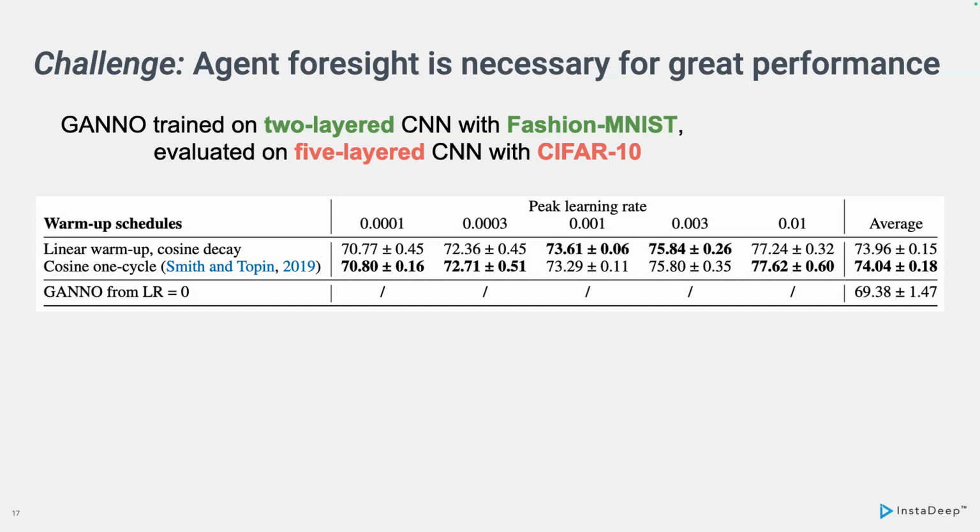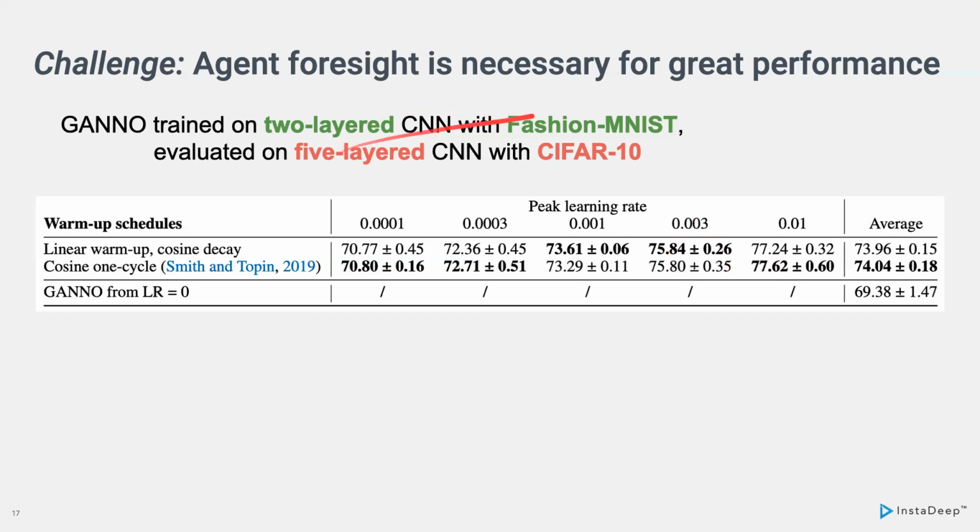And the idea of a warm-up schedule is that you start at 0, you start at some low value, you ramp upwards, and then you decay, right? And perhaps you maybe do other things after that. But in this case, we looked at linear warm-up and then cosine decay, or the cosine one cycle schedule, which is defined by this paper. And indeed, you can see with a good peak learning rate, these things are really good.